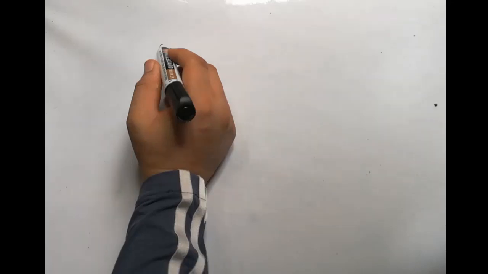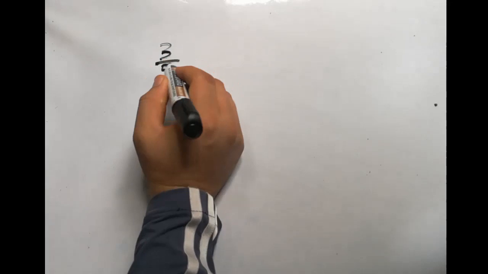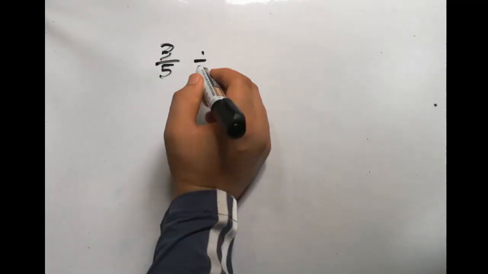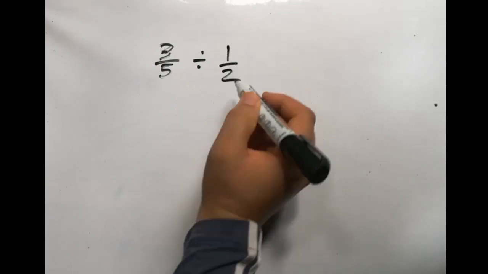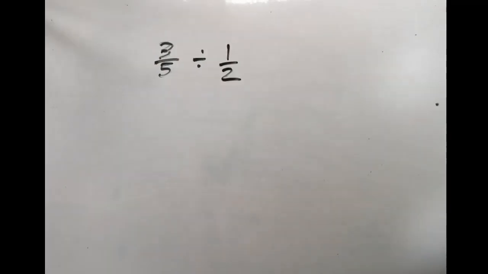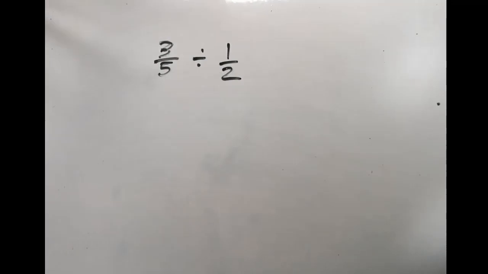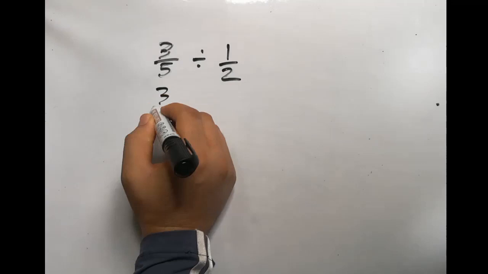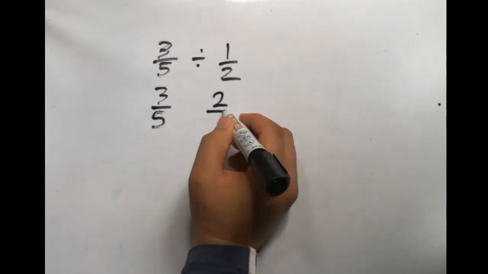Let's look at this example, 3 over 5 divided by 1 over 2. In getting the division for this fraction, we don't need to look for LCM. What we need to do is to turn this one upside down. We need to inverse it. So we have 3 over 5. We say this side, we turn it upside down. It becomes 2 over 1.